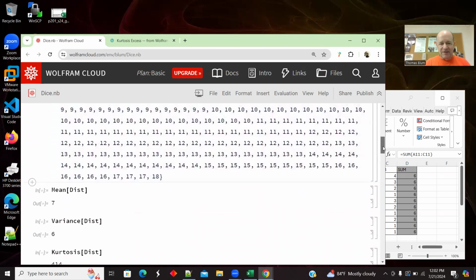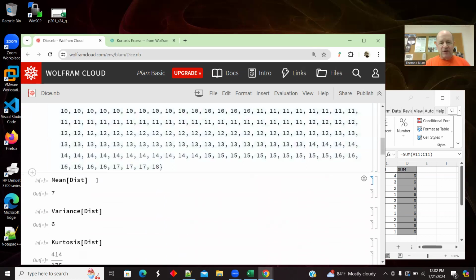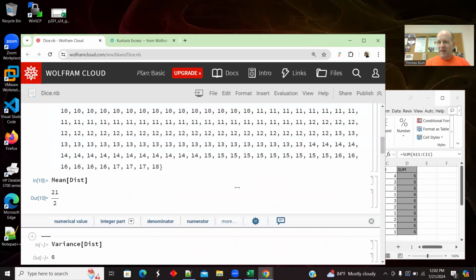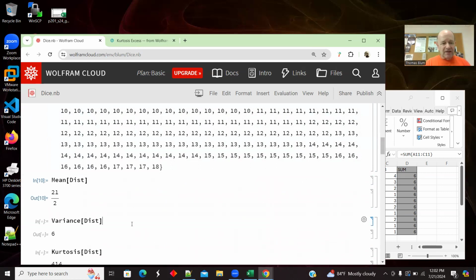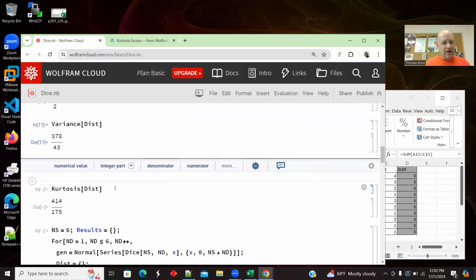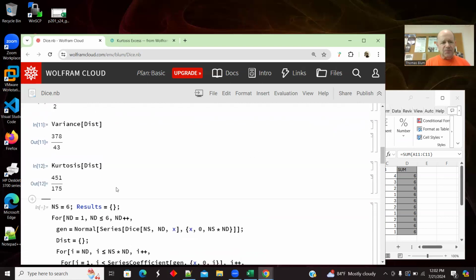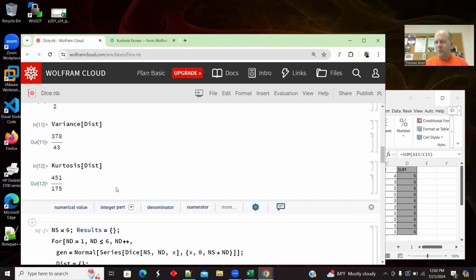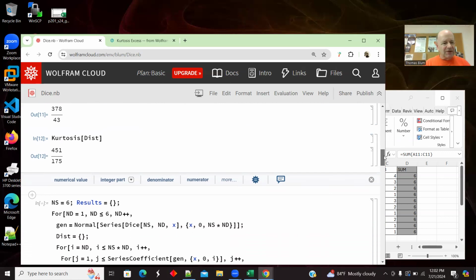Okay. So that is this distribution. Then I can do some normal statistics on my distribution. I can get the mean. I can get the variance. I can get the kurtosis. The skewness is just going to be 0. These are even about the mean, so there's nothing interesting there.